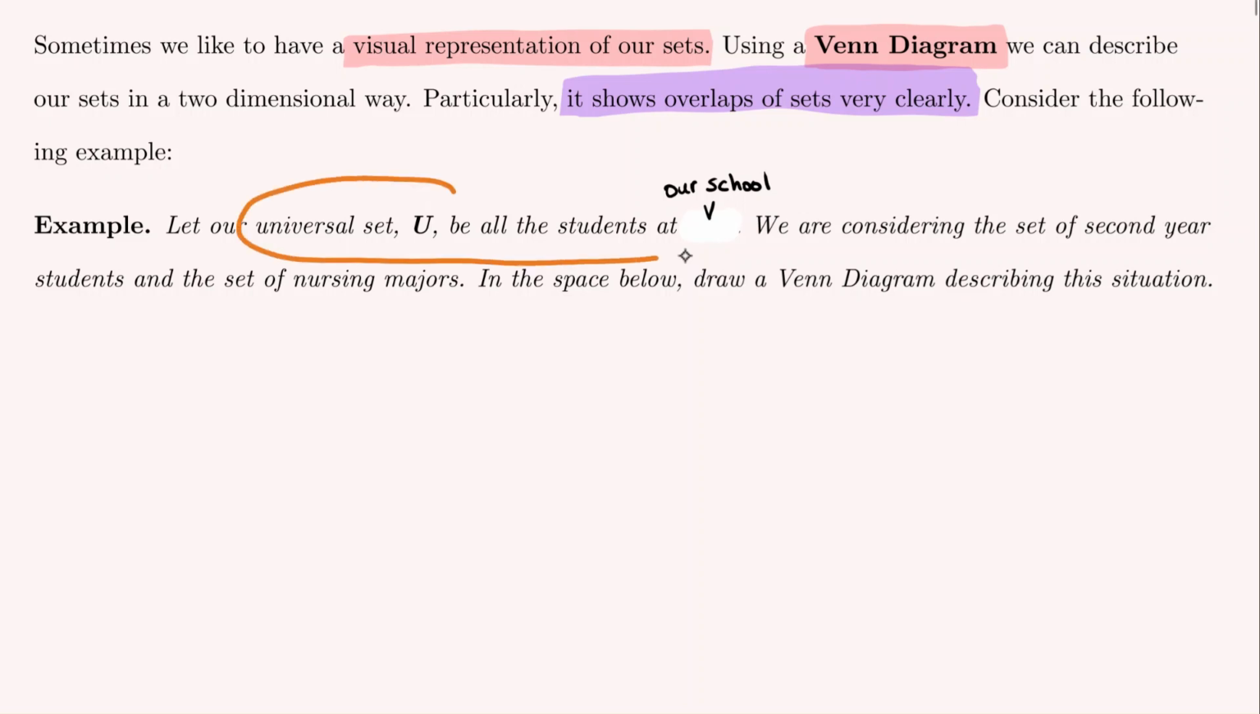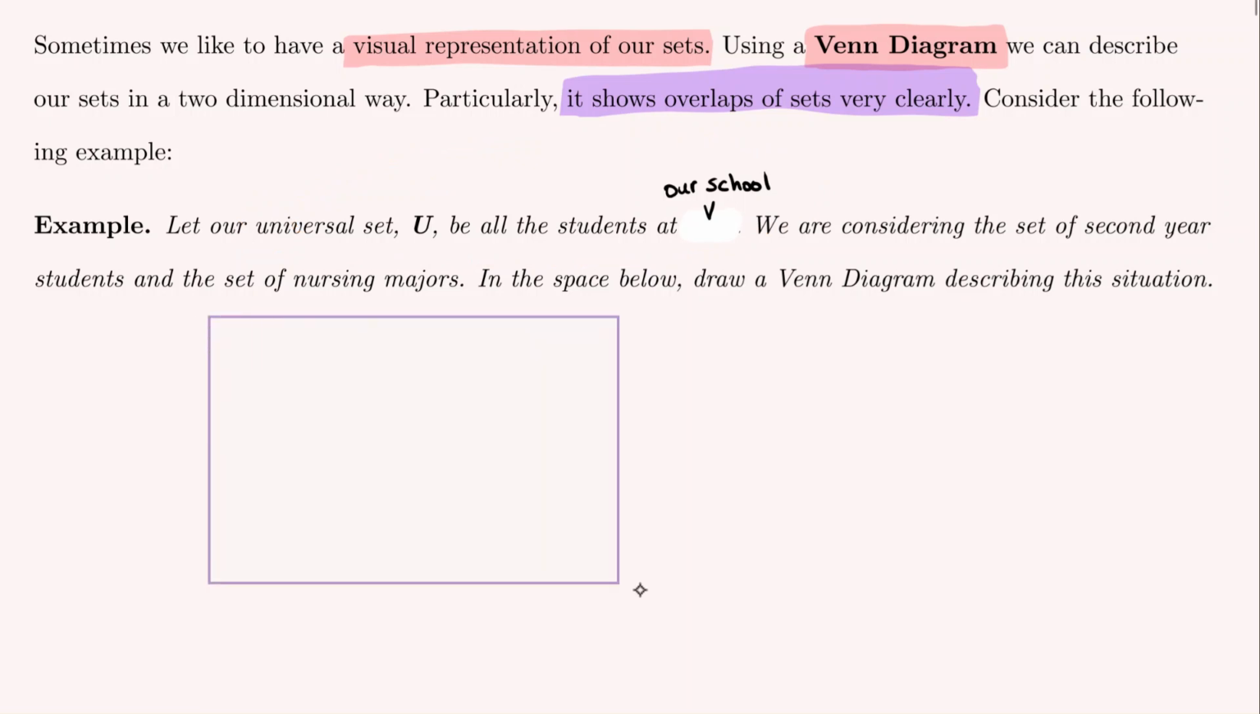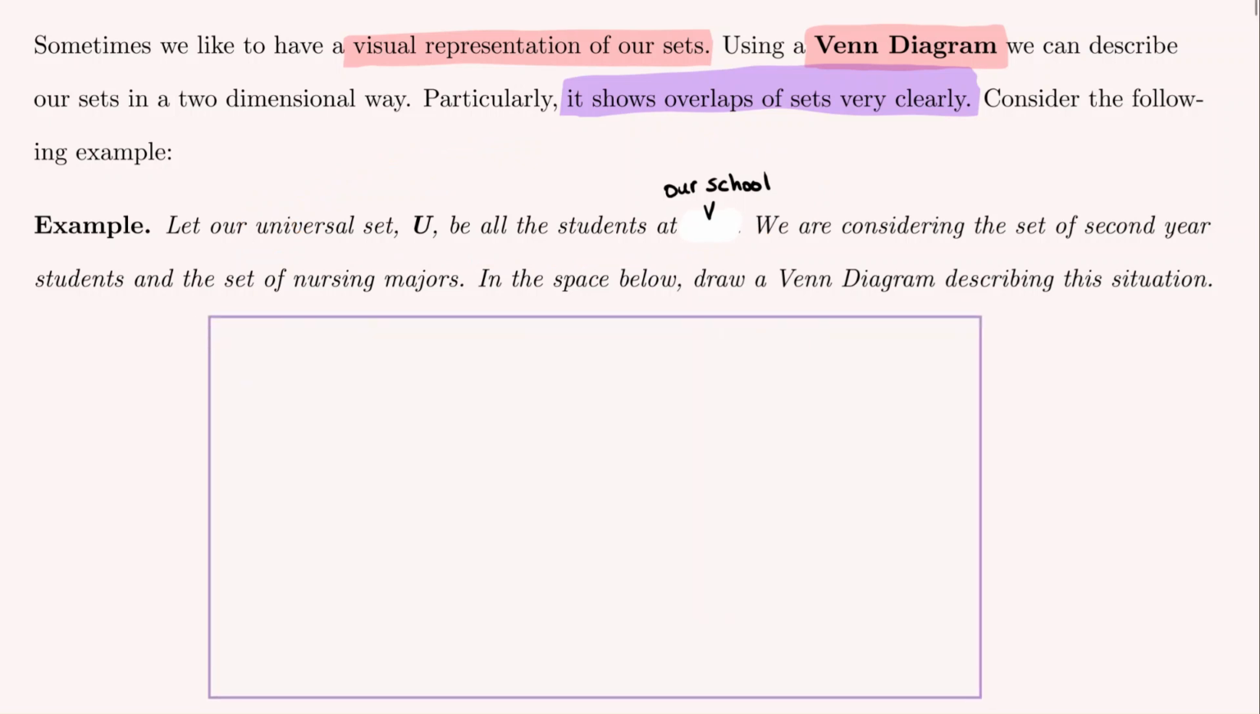The universal set is all of the students at our school. So we begin by drawing quite a large rectangle. I really encourage you as you draw your Venn diagrams to draw them with plenty of space, because particularly later on we're going to be labeling them, there will be overlaps, and we want to have enough space that what we write in those overlaps is not cramped.